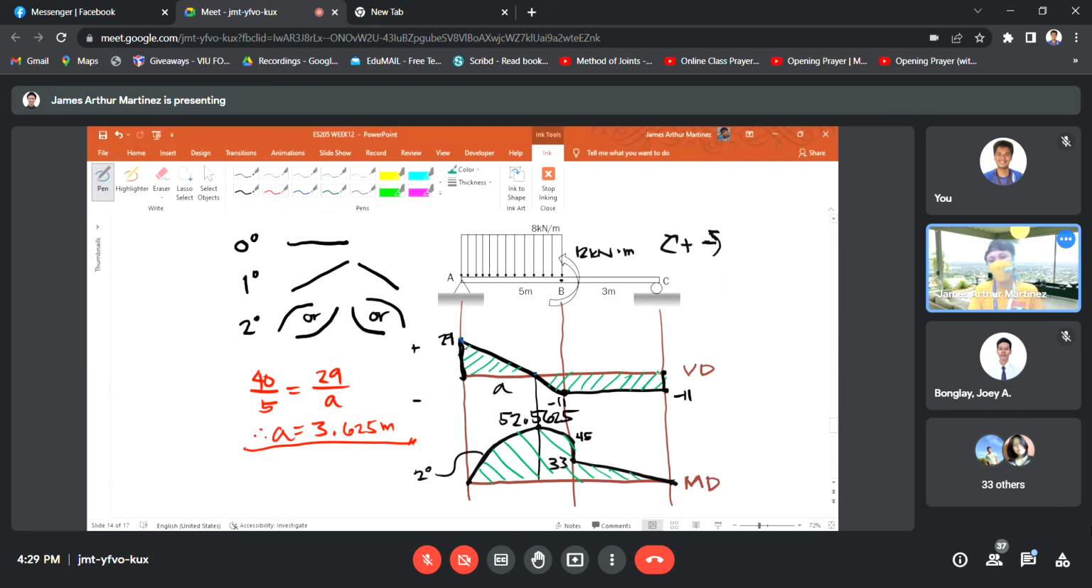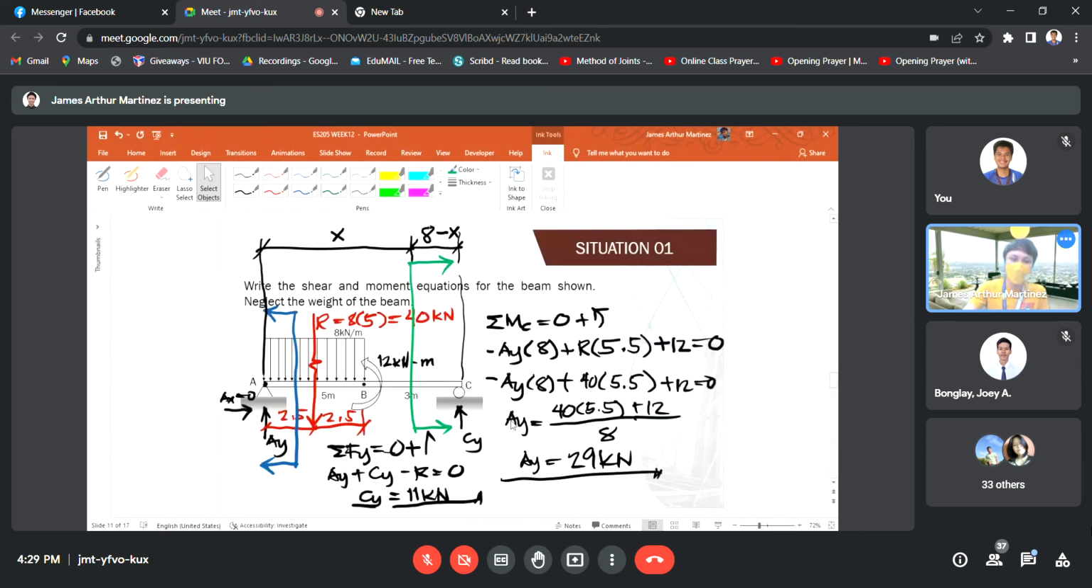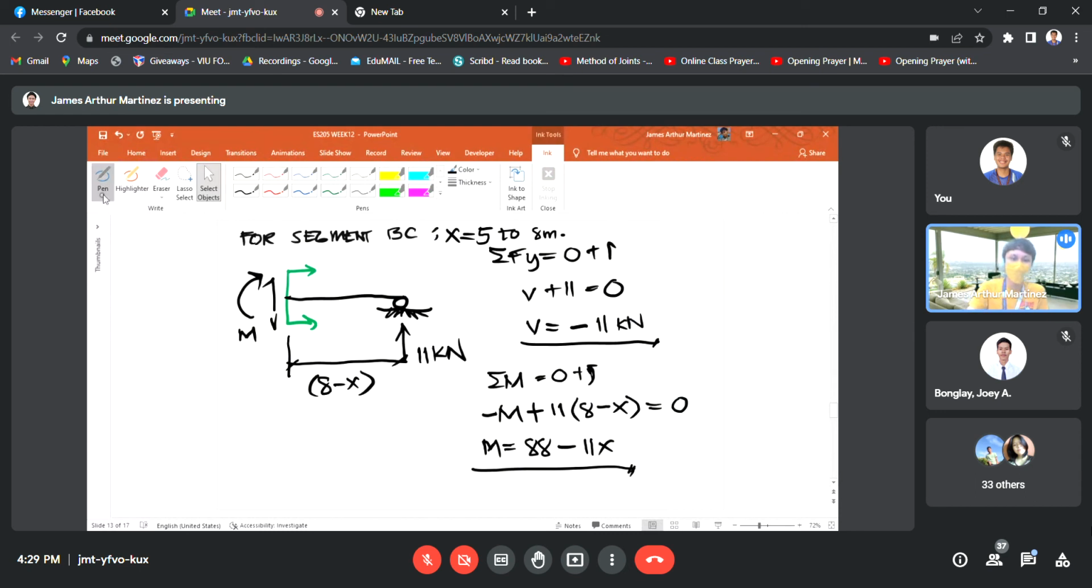Okay, the problem states: shear and moment equations for the beam shown. So actually only the equations are required. It is not necessary to plot or draw, but we draw it to better understand the behavior. So these are our answers, class.